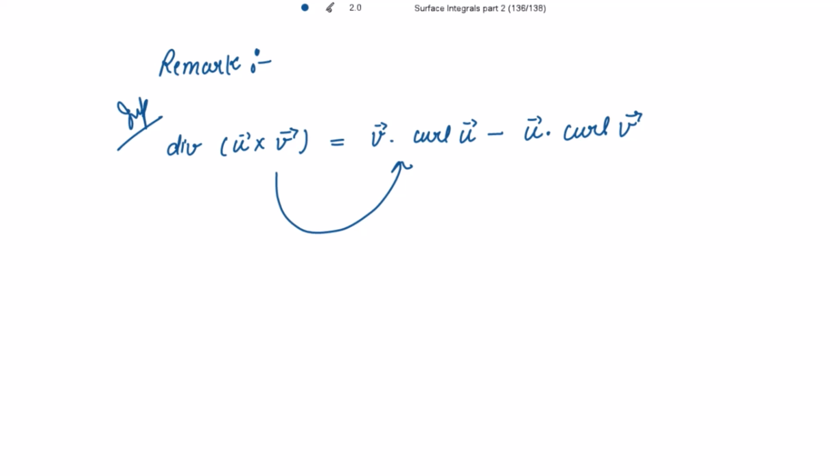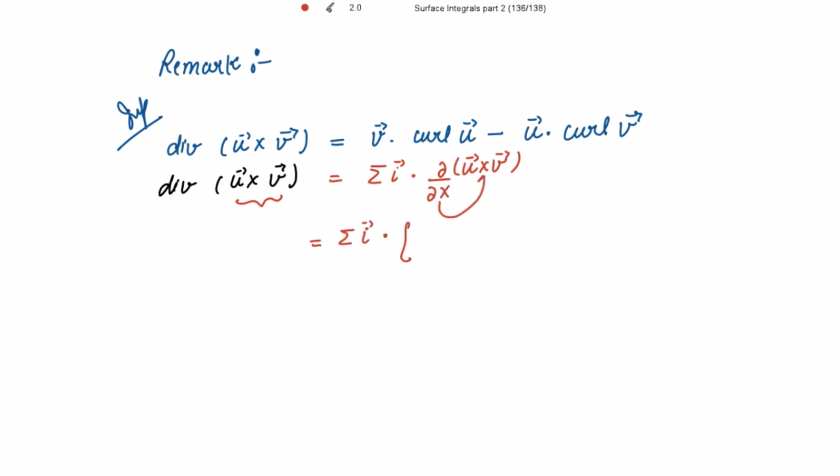And now again I am proving this result. Please remember the steps. You have to use those steps in the examples, right? Because I will be using direct result in the examples, right? Okay, let me explain the proof. So this is equal to the summation i vector its dot product with partial derivative of this vector with respect to x. Let's partially differentiate this cross product of two vectors.